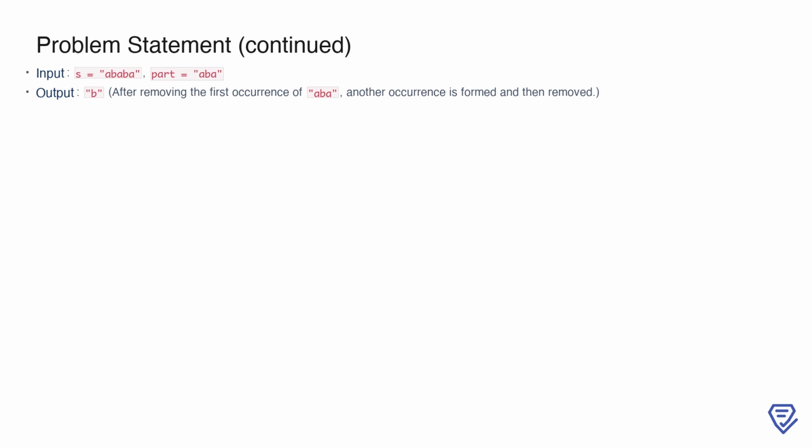Finally, let's discuss some edge cases to clarify specific scenarios. In the first edge case, if the input string S is ABC and part is also ABC, the entire string is removed, resulting in an empty string as the output. In the second edge case, if S is A and part is B, there are no occurrences of B in A, so the output remains A. In the third edge case, if S is ABA and part is ABA, removing the first occurrence of ABA leaves BA. However, this creates a new occurrence of ABA, which is then removed, leaving just B as the final output.